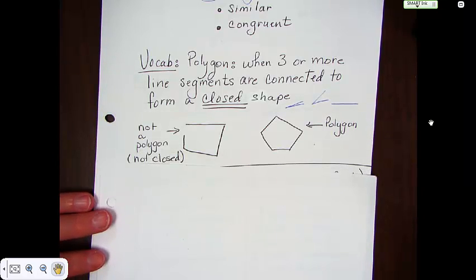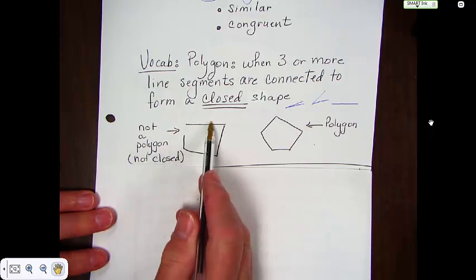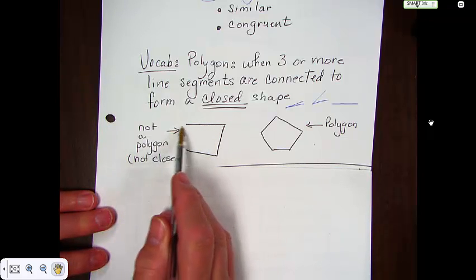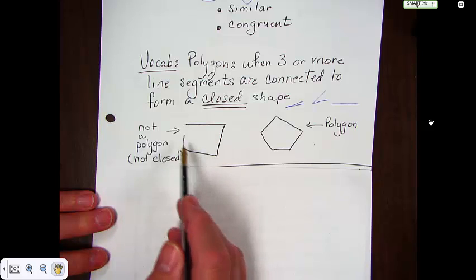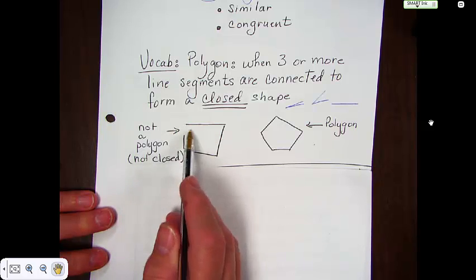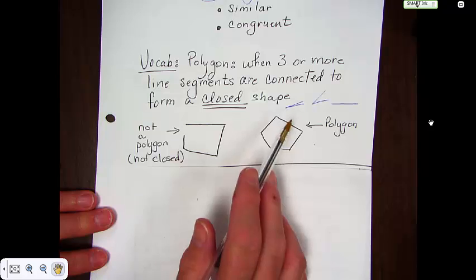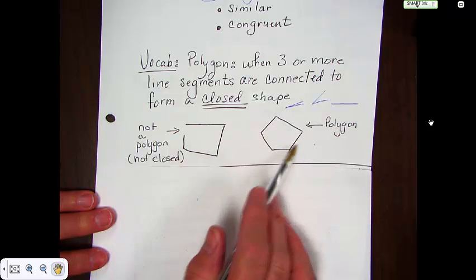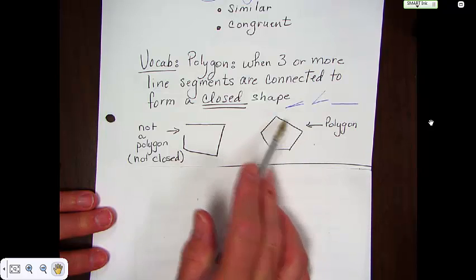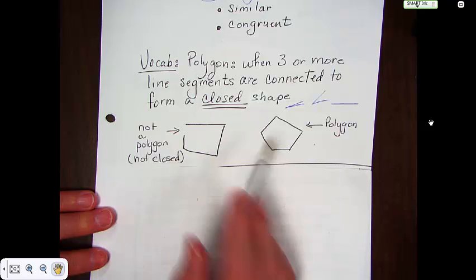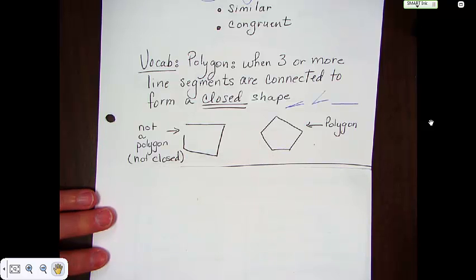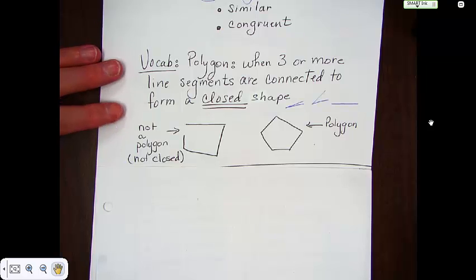So for example, we have this shape here. It is not closed. It has 1, 2, 3, actually 4 lines, but it's not closed, so therefore it's not a polygon. This shape here, 1, 2, 3, 4, 5 sides, it is closed. Every corner meets at a vertex, and so therefore it is considered a polygon.